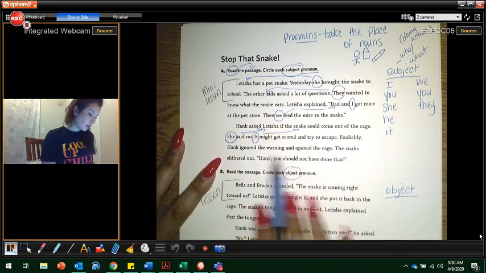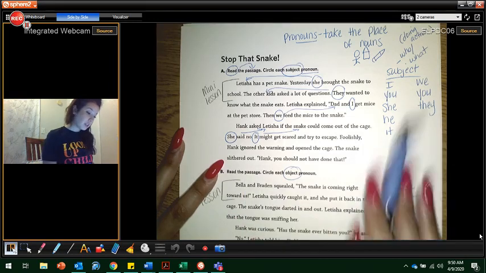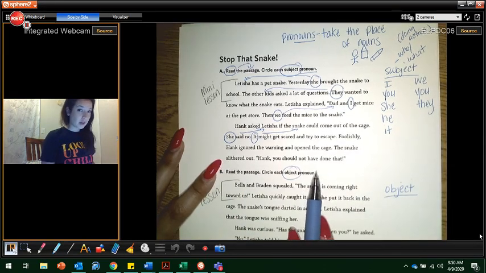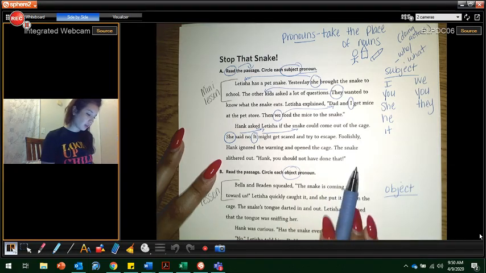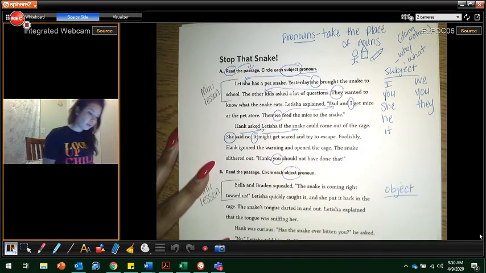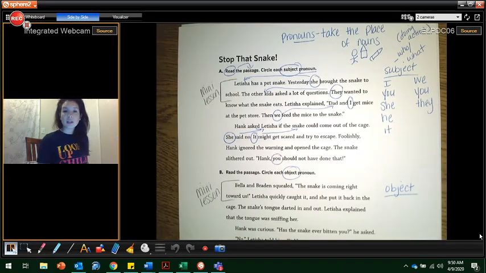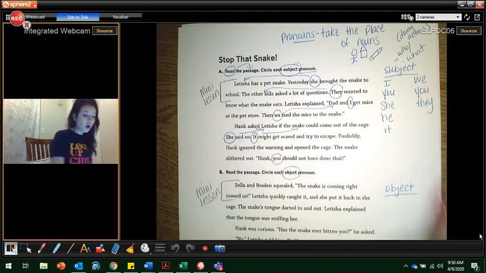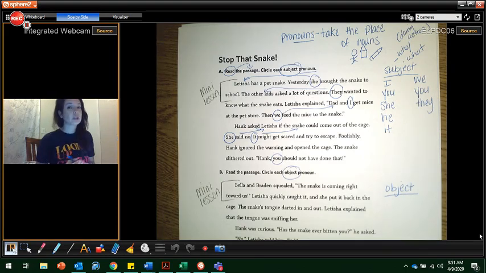Foolishly, Hank ignored the warning and opened the cage. The snake slithered out. I haven't seen any more pronouns yet. Have you? Hank, you should not have done that. So here I see you, and you can be a subject pronoun as well. So in this little paragraph, we found all of our subject pronouns that talk about who or what those sentences were about, and they are taking the place of regular nouns.